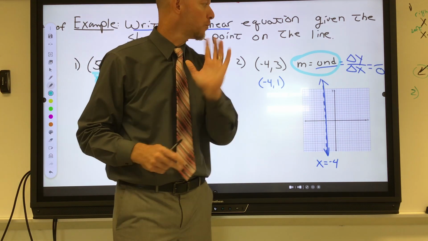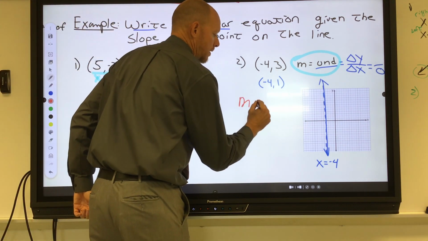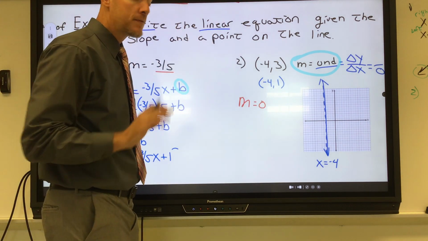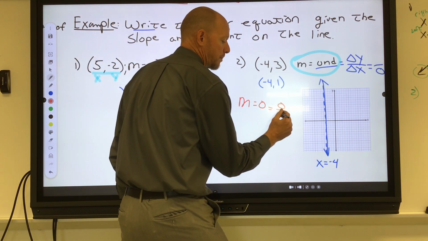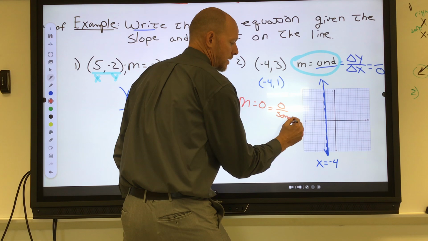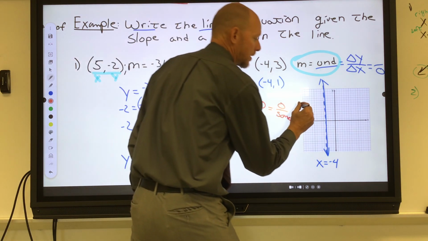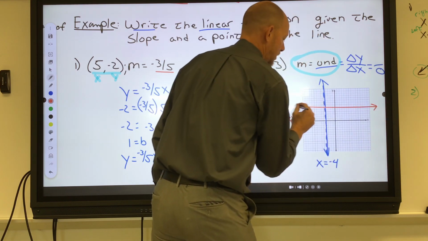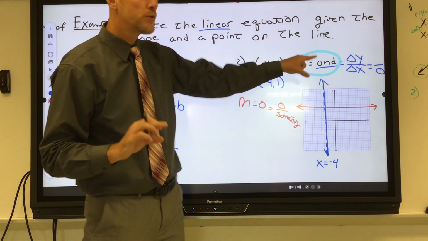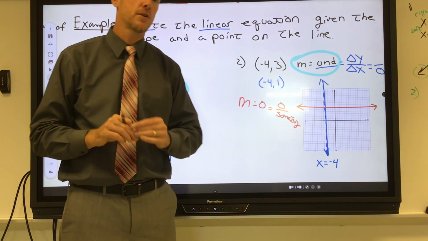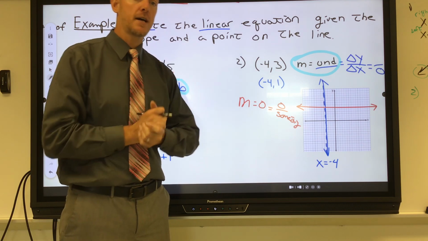Now I'll give you one more real quick one. If we have a slope of 0, a slope of 0 would mean that we have 0 over something, which means that our vertical change isn't changing. So that would be a horizontal line. Those are the two unique scenarios. If we see a 0 for the slope or an undefined slope, realize you'll either work with a vertical line or a horizontal line.